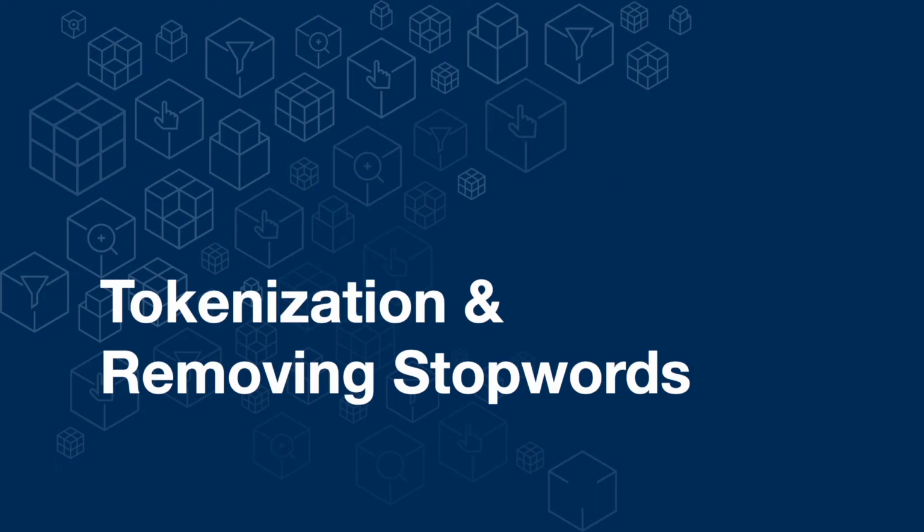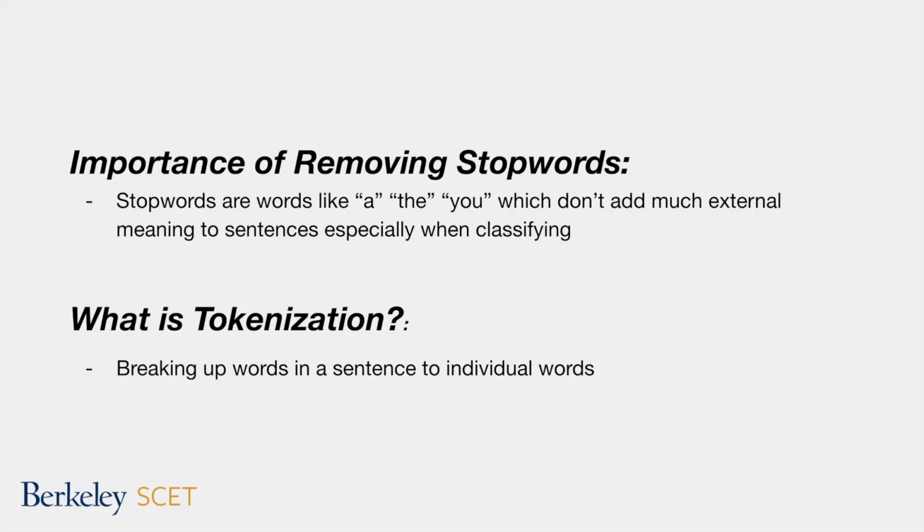So next we'll look at tokenization and removing stop words. Stop words are words like a, the, you, which don't add much external meaning to sentences, and it's important to remove them because when you're classifying, words like a, the, you are probably in sentences for both classification categories. For example, if you're trying to classify something as true or false, the words a, the, and you are going to be in sentences for both, and therefore by removing them, the classifier is able to reach the words that actually make an impact on the category more. And tokenization just breaks up sentences into individual words.